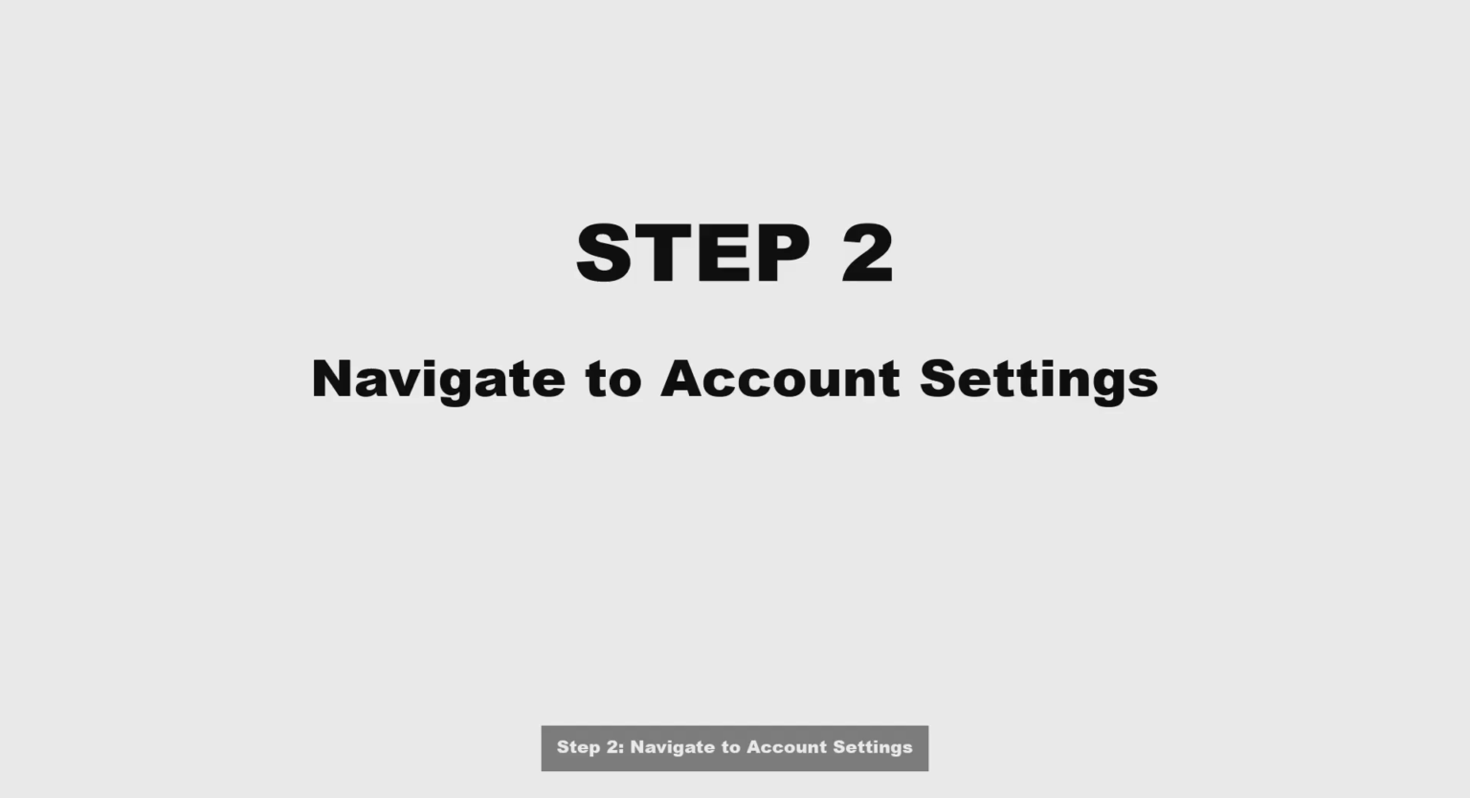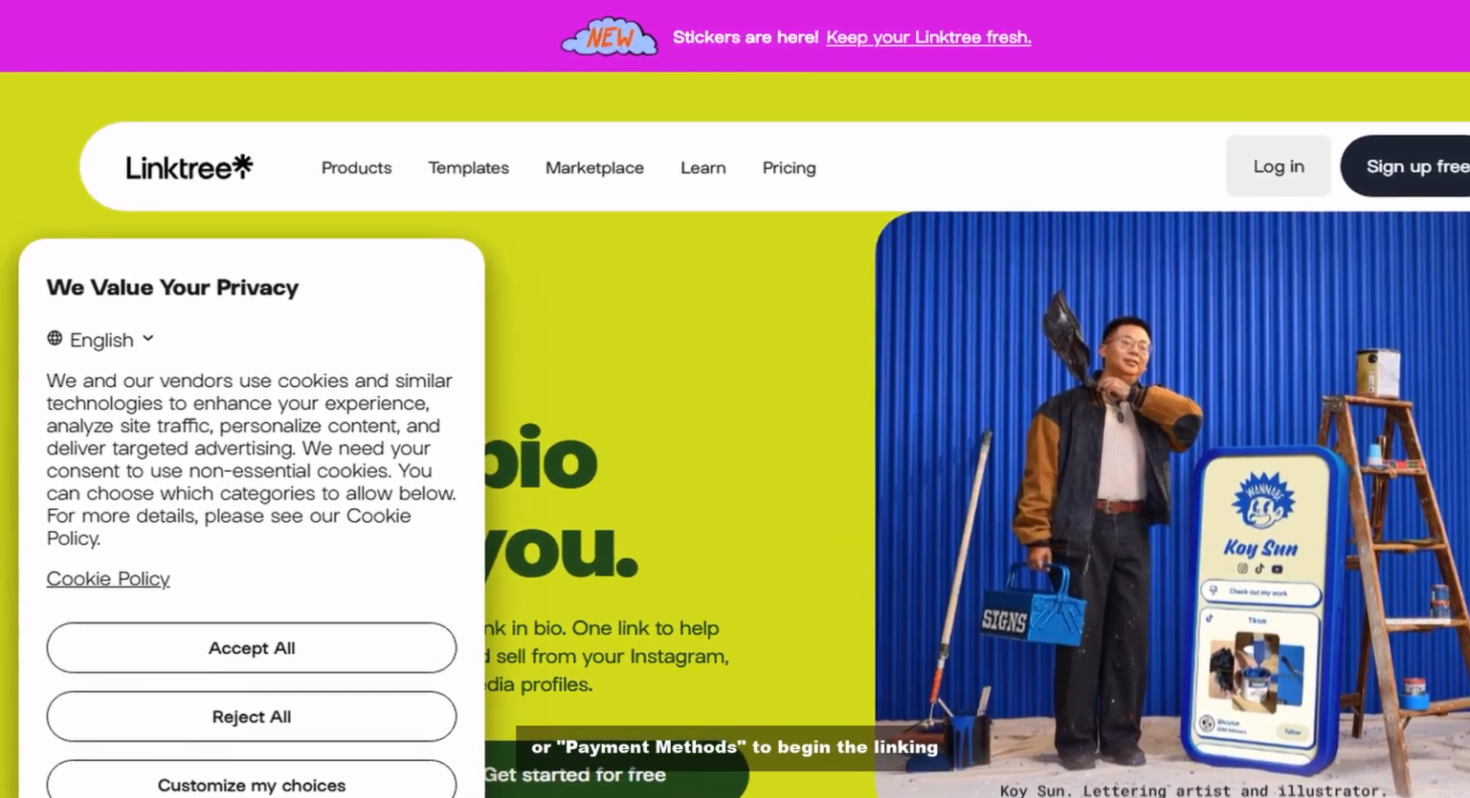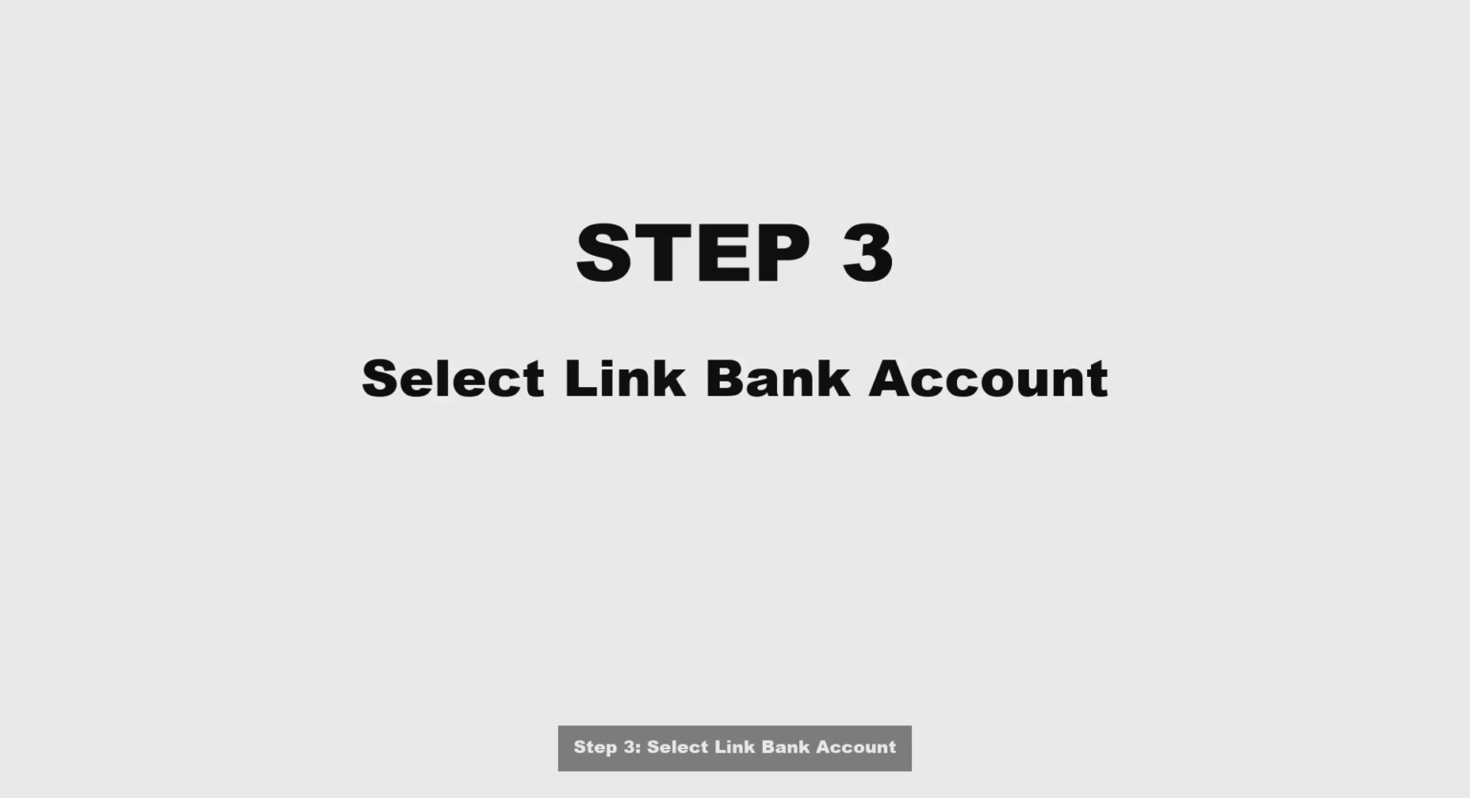Step 2. Navigate to Account Settings. Once logged in, go to your account settings. Look for the section labeled Bank Account or Payment Methods to begin the linking process. Step 3. Select Link Bank Account.